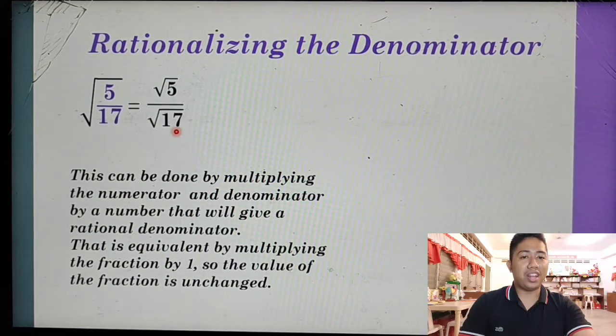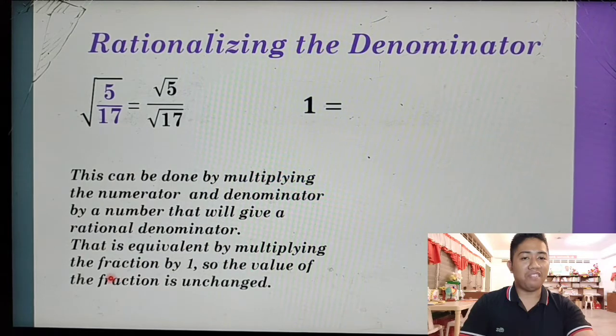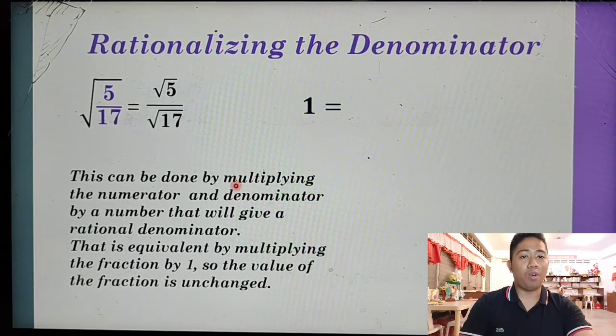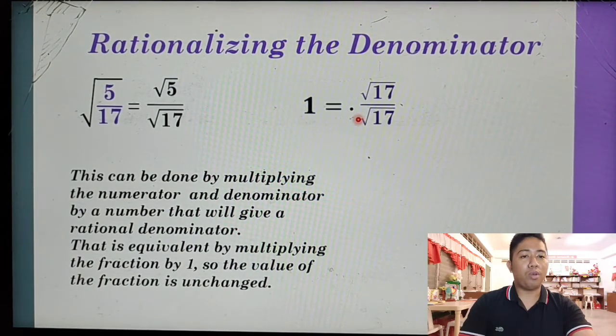So square root of 17, which makes a perfect square, and it could eliminate the radical sign. So then, it is multiplied by 1. That is equivalent to multiplying the fraction by 1 so that the value of the fraction is unchanged. Meaning to say that the numerator and the denominator are the same or must be equal. So given that the denominator is square root of 17, hence the equivalent of 1 must be equal to the numerator and the denominator, which is square root of 17.